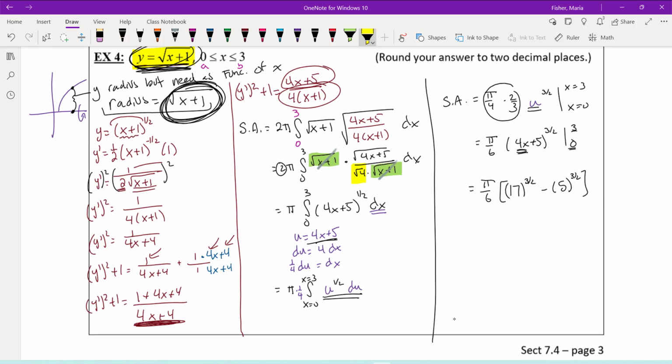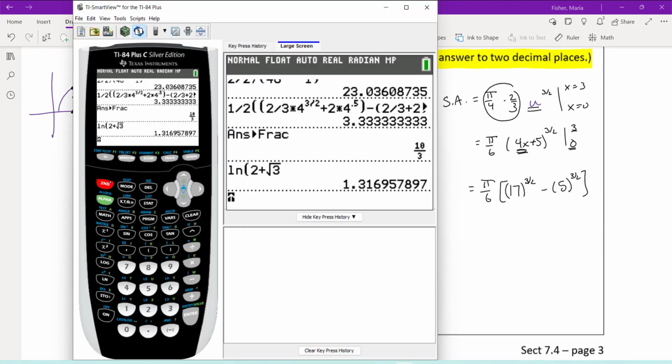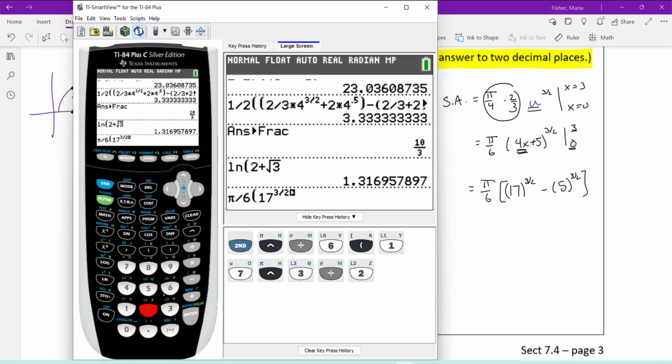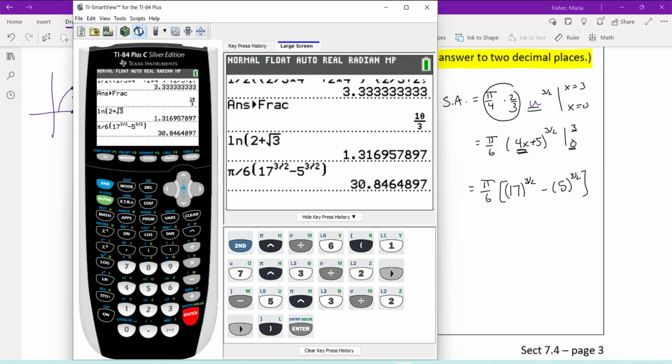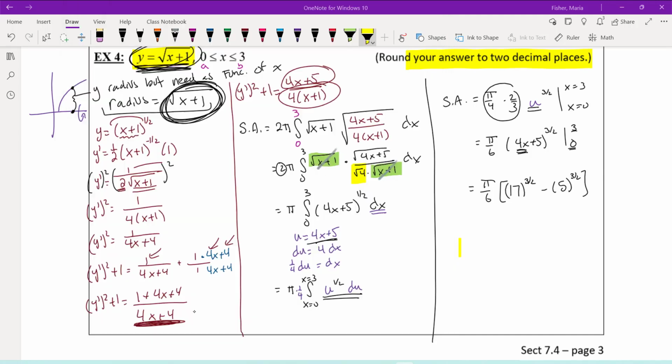Putting that into a calculator and rounding to 2 decimal places, we have pi divided by 6 times 17 to the 3 halves minus 5 to the 3 halves, which is 30.85. So our surface area here is approximately 30.85.